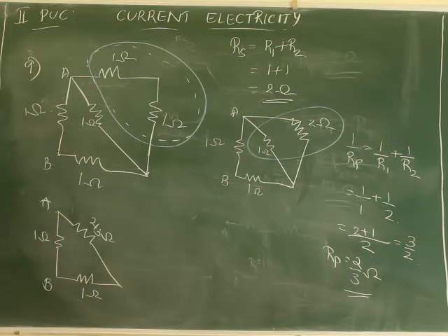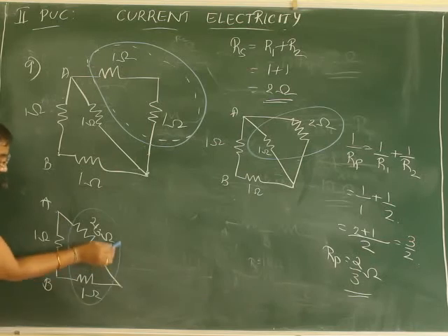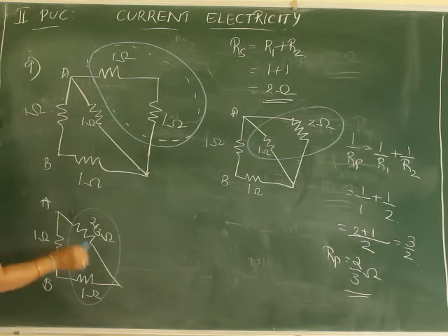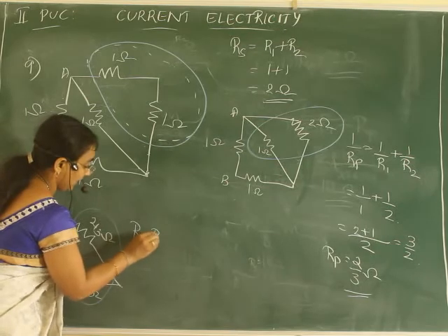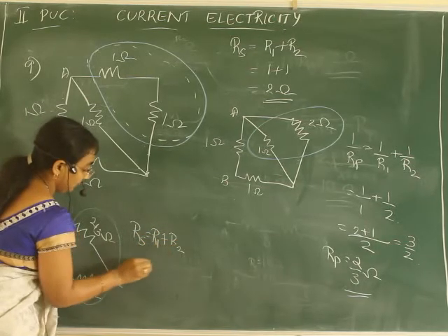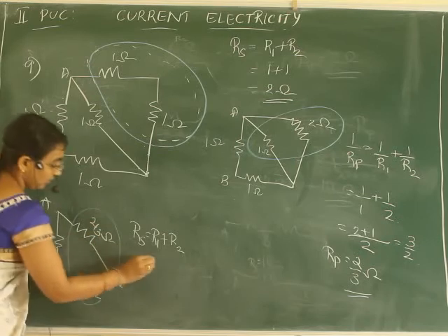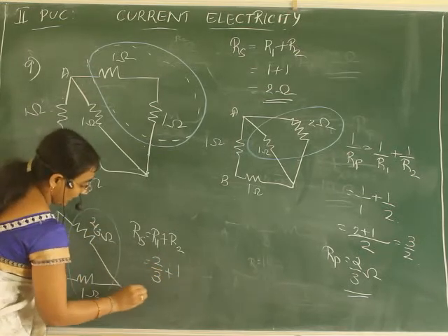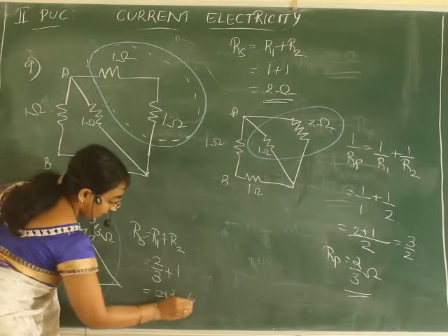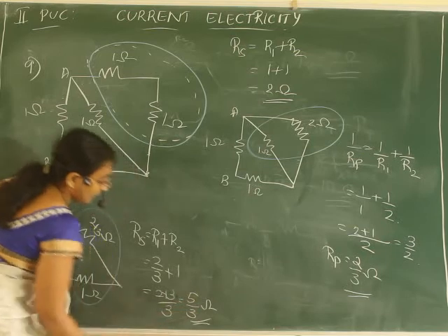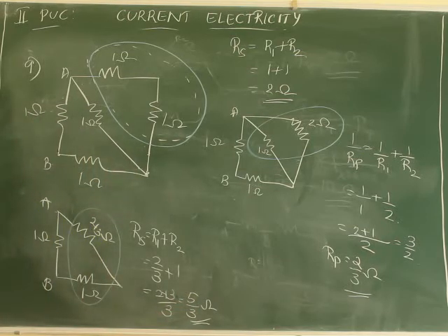How to calculate? Now these two are in parallel or series? One end is connected to the other, but this end is not connected to each other. So it is series, correct? So Rs is equal to again R1 plus R2. So which is R1 now? 2 by 3 plus 1, that is 2 plus 3 by 3, that is 5 by 3 ohm. Correct? What is the next step now?